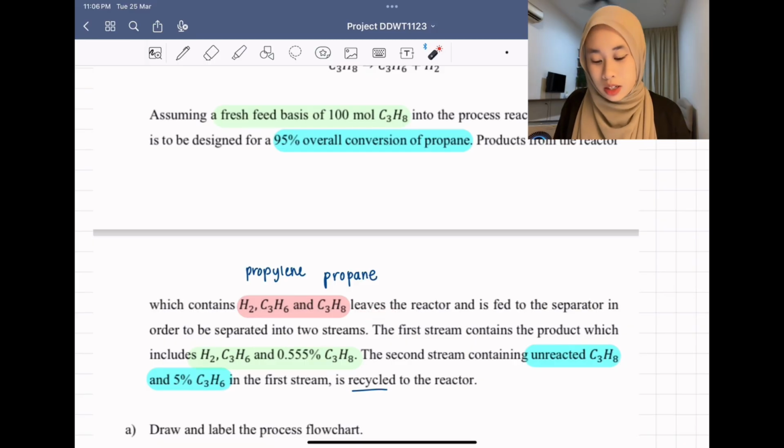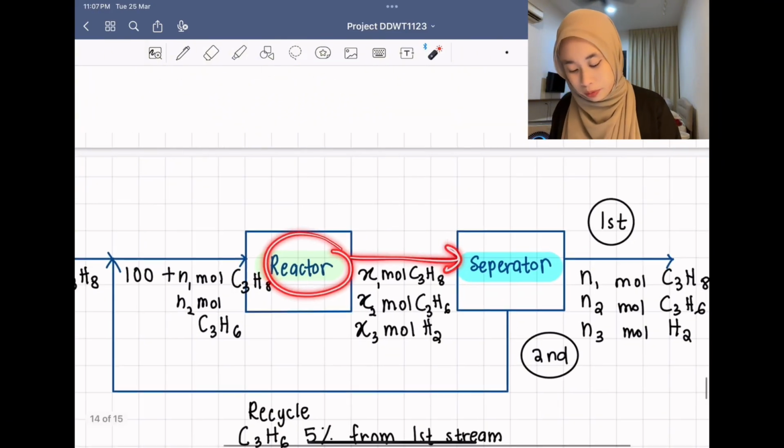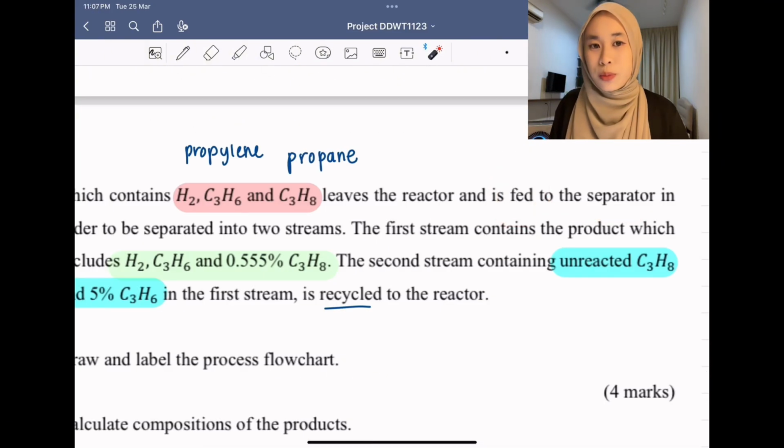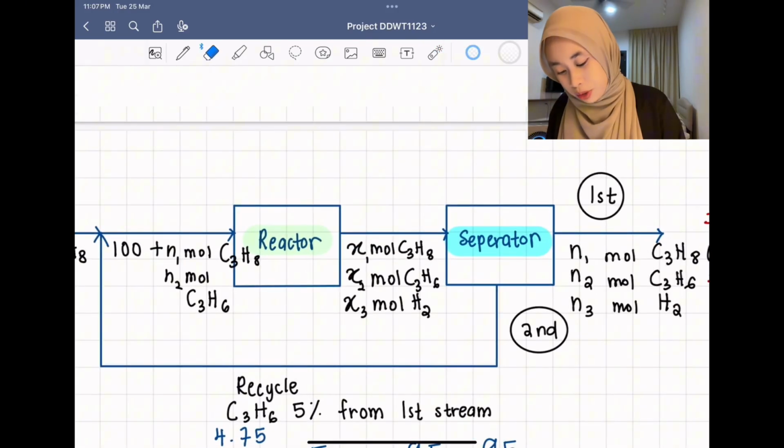Dua ni menandakan ia adalah output. Leaves the reactor. So maksudnya H2, C3H6 dan C3H8 ni adalah output for reactor. And is fed to the separator. Tadi output, sekarang fed, sekarang input pula. H2, C3H6 dan C3H8 itu adalah output bagi reactor dan input bagi separator.